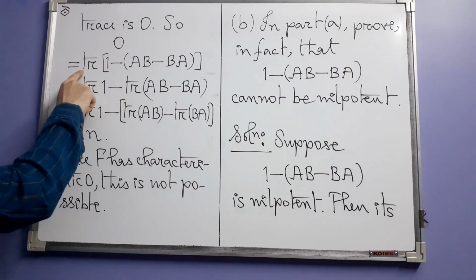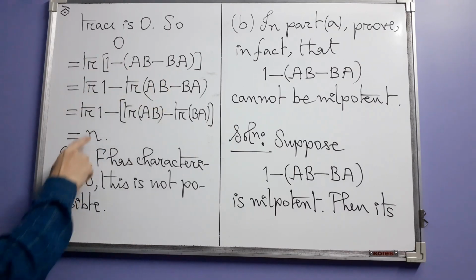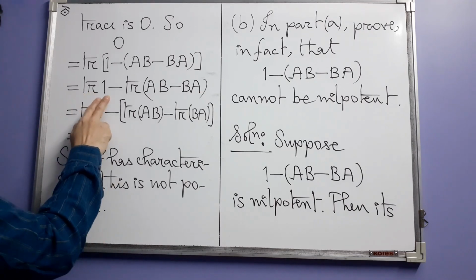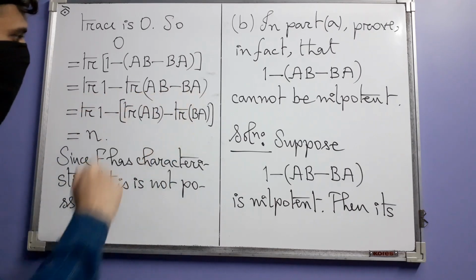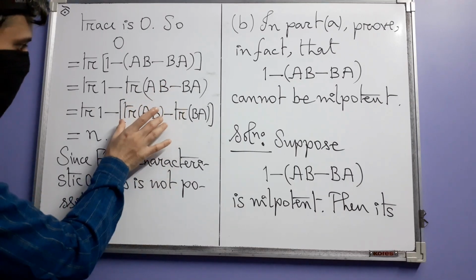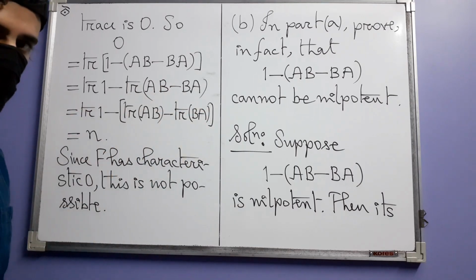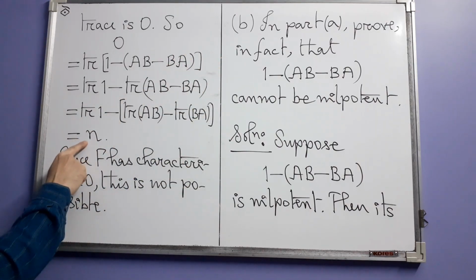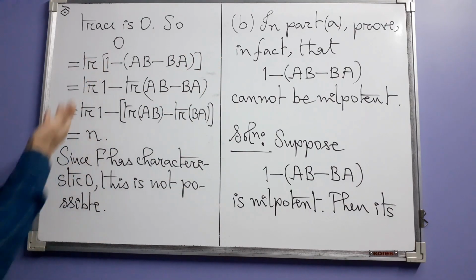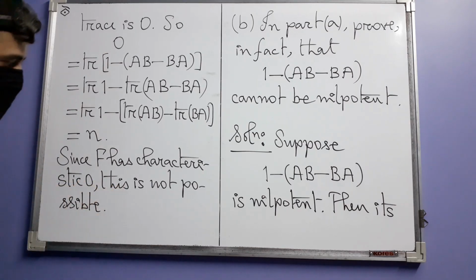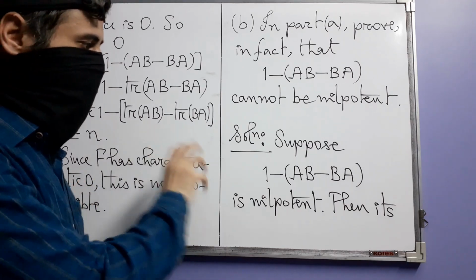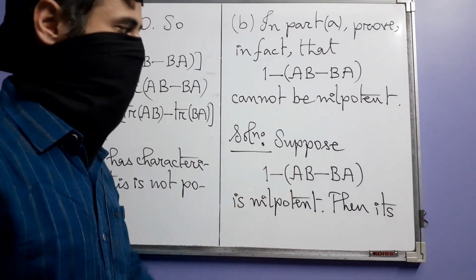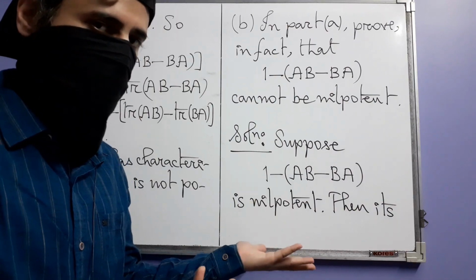So 0 becomes equal to the trace of the matrix, but then again you apply the properties of trace, that gives you trace of the identity matrix minus trace of AB minus BA, which itself is trace of AB minus trace of BA, and this part vanishes like part A. So we again get n, but then again n cannot be equal to 0 in a field of characteristic 0. So this is not possible, and that is why our supposition is wrong. So the matrix cannot be nilpotent. So it proves the claim.